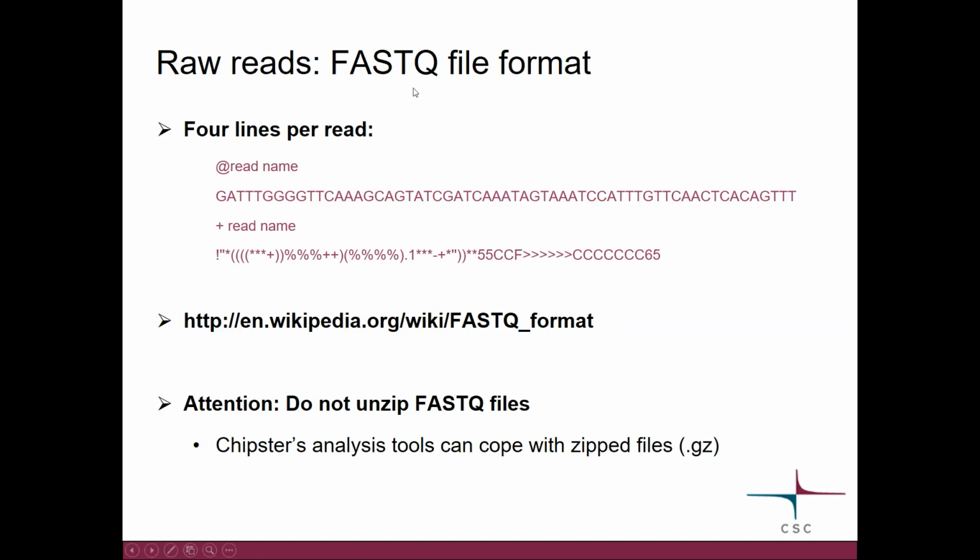So the reads come in a FastQ file, and this format is described here. For each read, we actually have 4 lines. So there's the read name, the actual read sequence, then the read name again, or just a plus, and then this strange looking line which actually contains the quality values for each base. There's a very good Wikipedia article about the FastQ format, and here I will just give a short introduction.